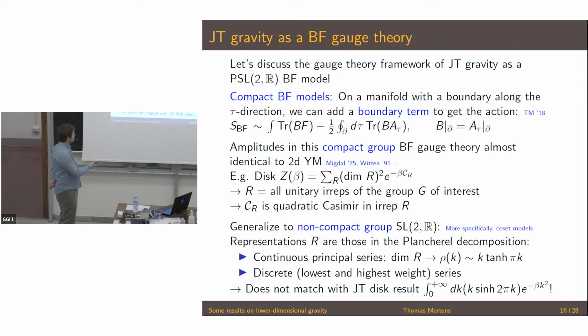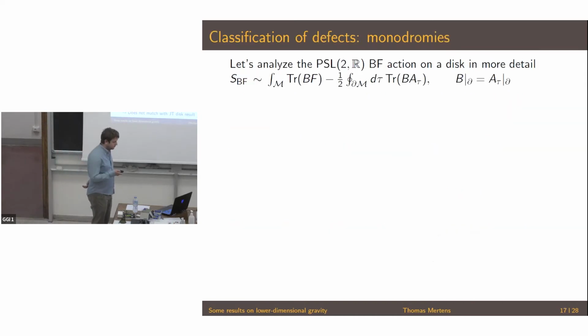Now, if you go back to the JT disk result that I mentioned on the previous slide, this one, this does not agree with these sets of representations. First of all, there are no discrete representations. And then secondly, there are continuous ones, but the measure differs. You have a sinh instead of a tanh as in the group theory case. So what is going on here?